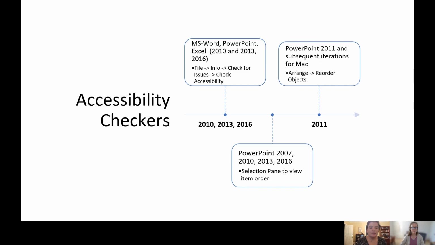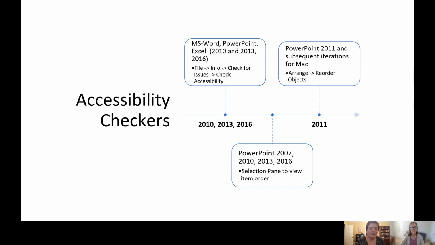In terms of accessibility checkers, Microsoft now does offer built-in accessibility checkers where it will go through a document, identify accessibility barriers in terms of a document or presentation being readable for a screen reader, an assistive technology. And so we have listed here different versions of the accessibility checkers and Microsoft products, and where to find the accessibility checkers within each of those versions. So it is slightly different.